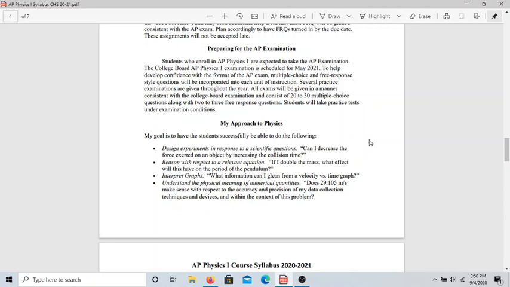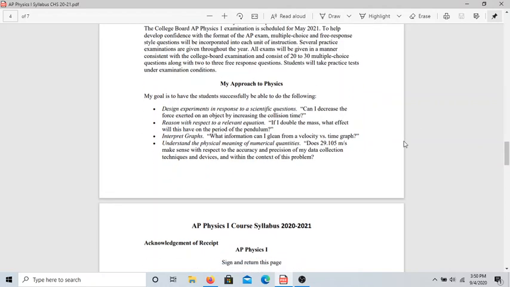All right. And then my approach to physics, I mean, basically the main things we want to be able to do in here is that I want you to be able to create an experiment in response to a scientific question. And that doesn't mean something where you've got all this statistical analysis, you're collecting a million different points of data, you're looking at all these really complex trends. I want us to be comfortable with the idea that if something happens, we could come up with just a quick procedure to test that something and see what causes it to happen.